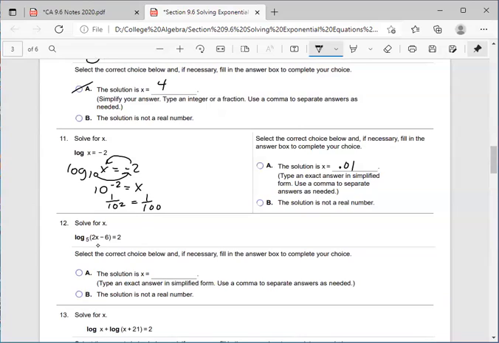Here's a hint, I'm not solving this whole thing out, we'll never get done. This is a logarithm, so we're writing it as an exponent. So 5 squared is equal to 2x minus 6.